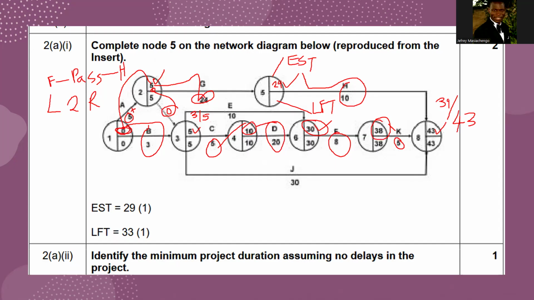Excellent. Let's do the backward pass, but let me finish with this one. We had another path where we could say 5, which is our EST, right? We add it to 30. We added 5 to 30. What do we get? We get 35. So we have got three figures that are converging at one point. So we compare 35 against 43 against 39. Which one is the bigger? That's how we got this one.